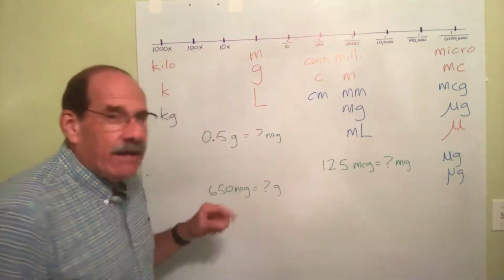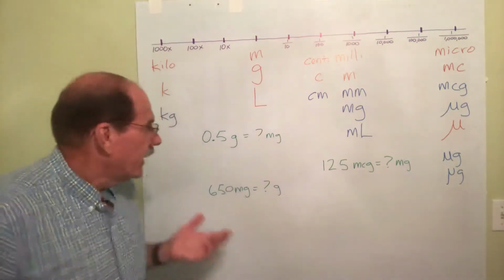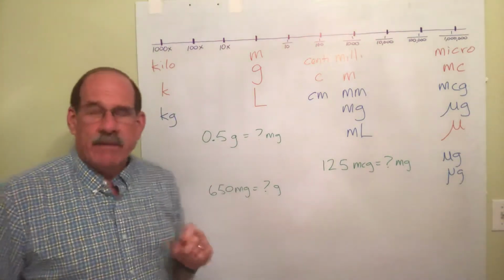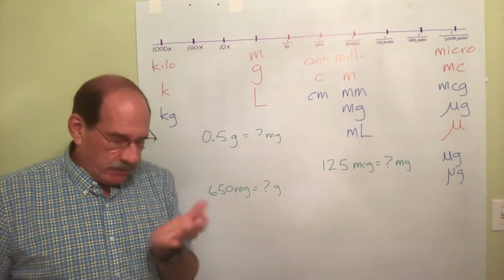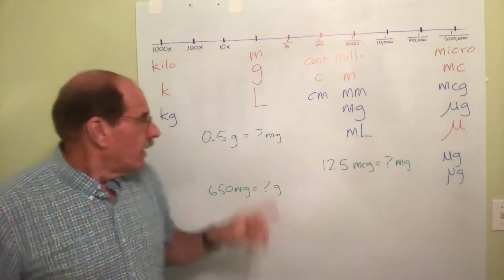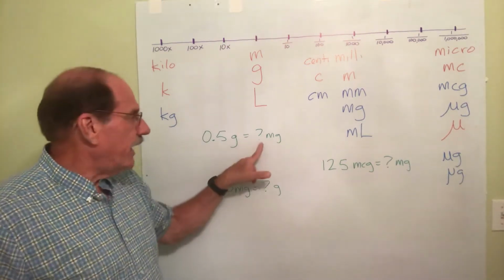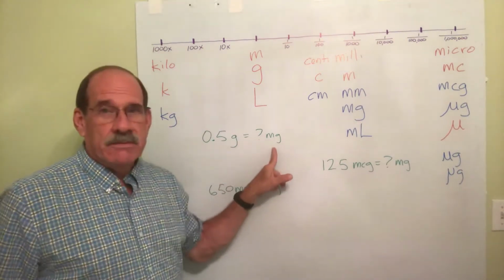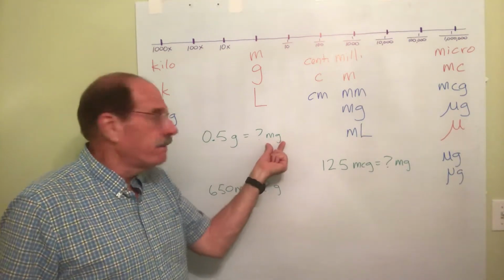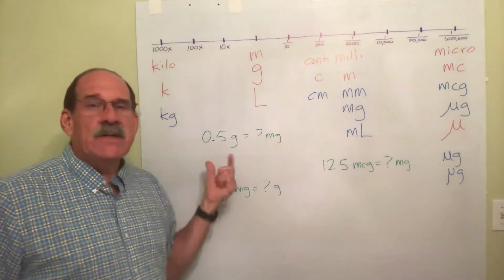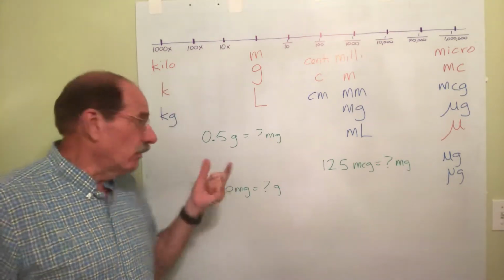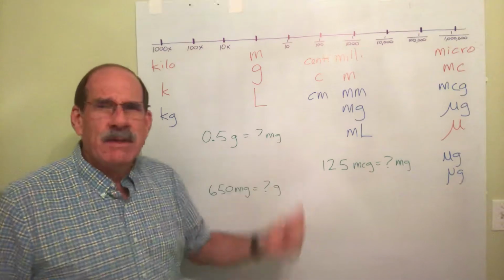Let's say you have a pill. There's a pill right there, and it says 0.5 grams. That pill weighs 0.5 grams, okay? But I need to know, that's equal to, that's a question mark, how many milligrams? Again, 0.5 grams equals how many milligrams?